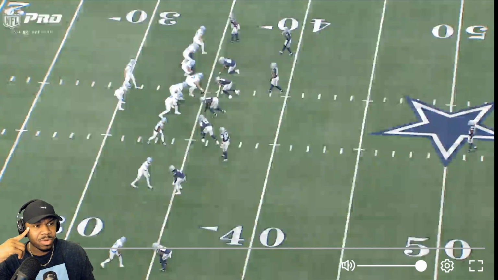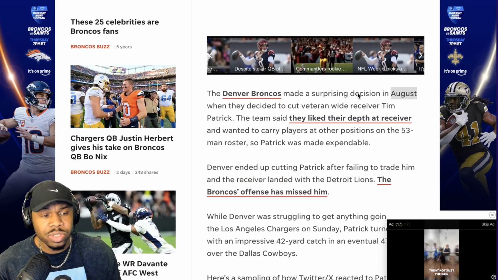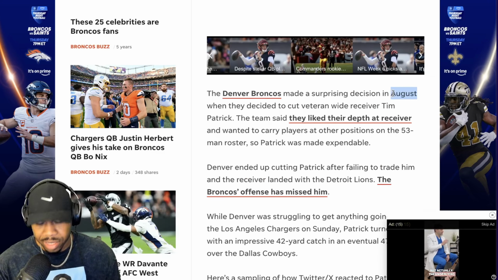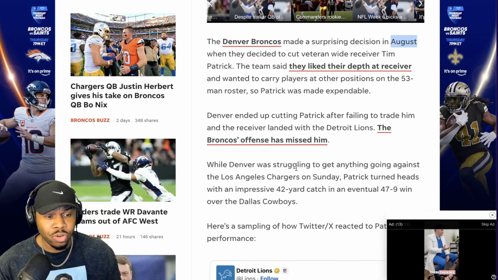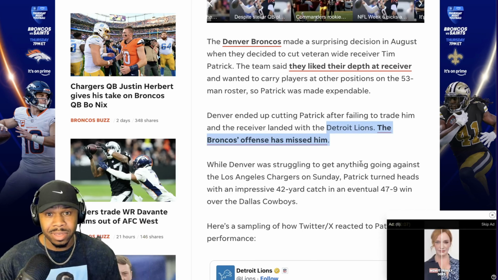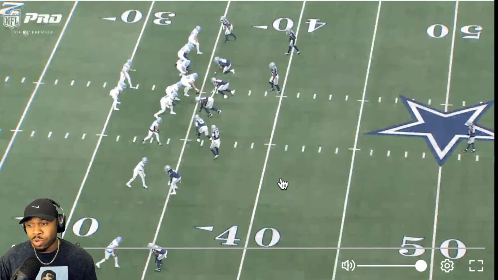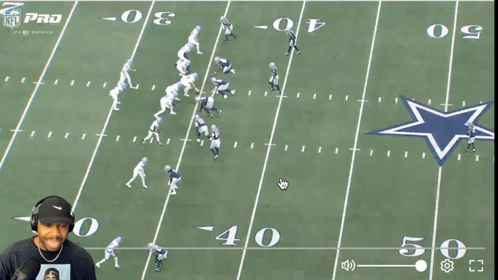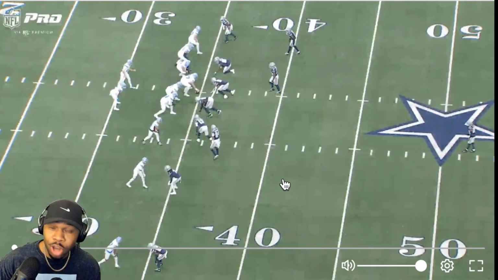Actually, let me see, when did he come on the roster? The Broncos cut Patrick in August, and then the Detroit Lions picked him up right after that. Okay, so he started in August with the team. And on the most critical play, the first third and five of the game against Dallas, down 3, Jared Goff connects with him on a 42-yard bomb?